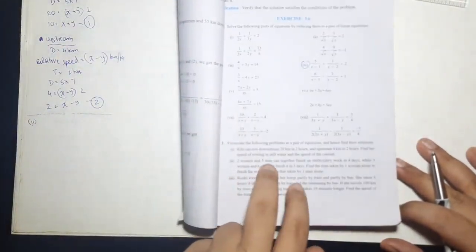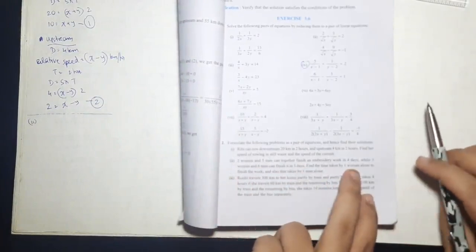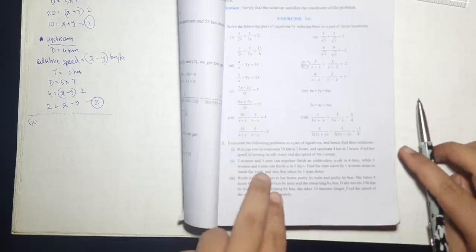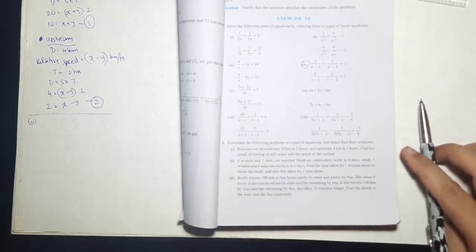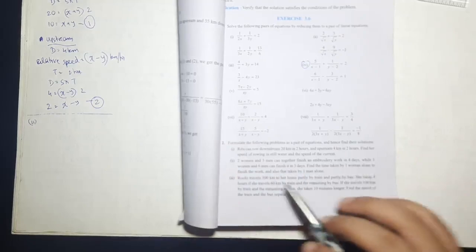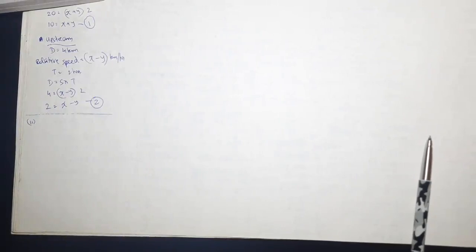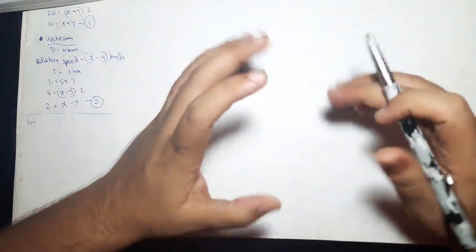The second question is: 2 women and 5 men can together finish an embroidery work in 4 days, while 3 women and 6 men can finish it in 3 days. Find the time taken by one woman alone to finish the work and also that taken by one man alone. In 8th standard, this type of sums used to be taught to the students, but as the course has changed, these types of questions have been removed. So there is only one such question in this textbook, which I have to explain in detail with the concept. Now understand the concept.